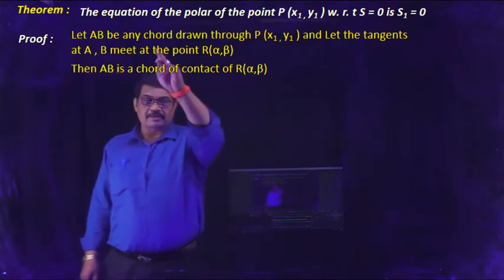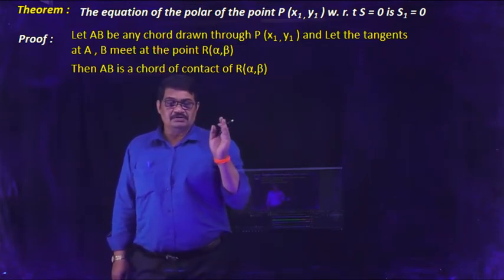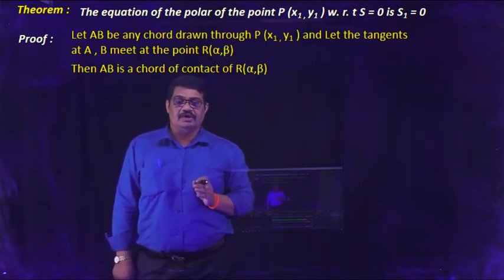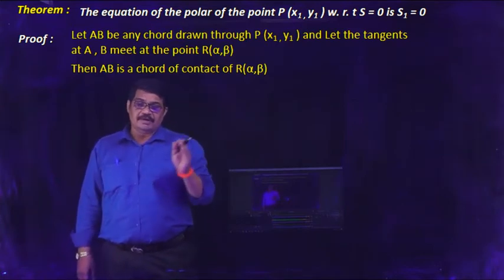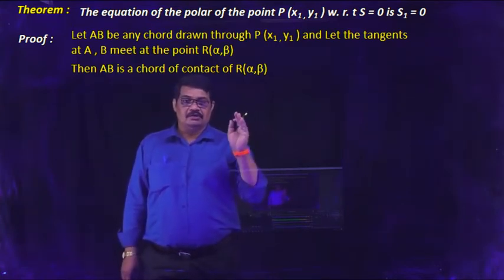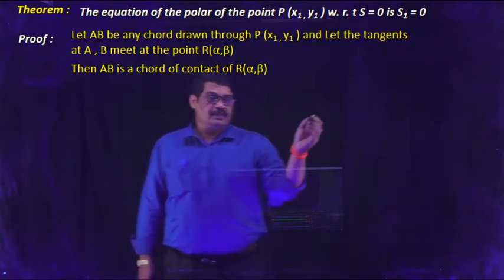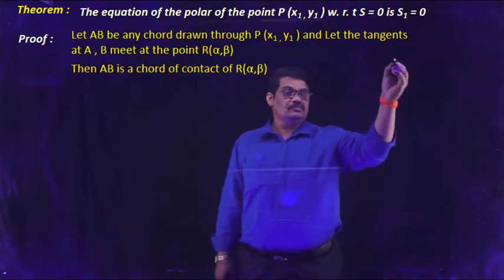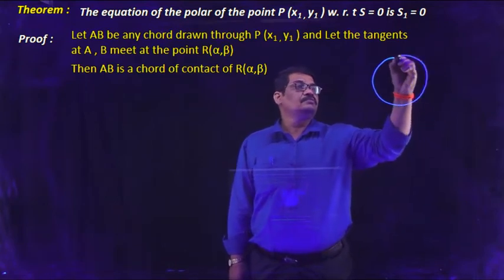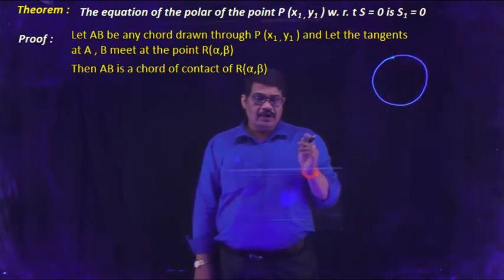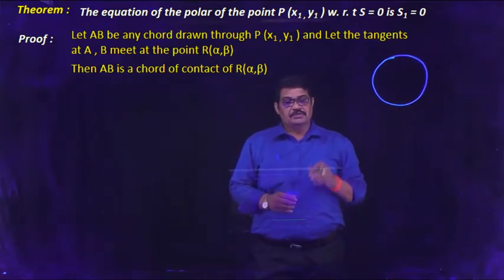Let AB be any chord drawn through the point P(x1, y1), and let the tangents at A and B meet at the point R(alpha, beta). Look at the diagram. This is the circle. Now we have to find the polar of P(x1, y1) with respect to the circle.